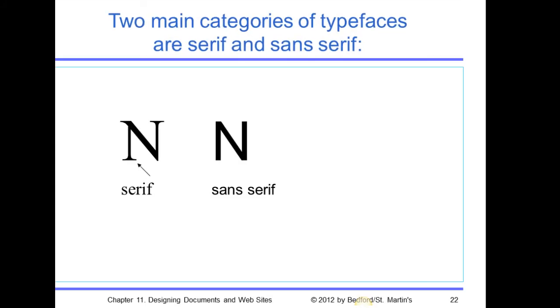There are two categories of type: serif and sans serif. If you'll notice here, this one's got little legs on it. That's the serif. And then this one does not, which means sans, without legs.